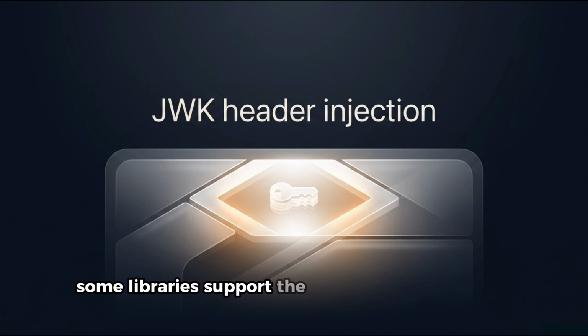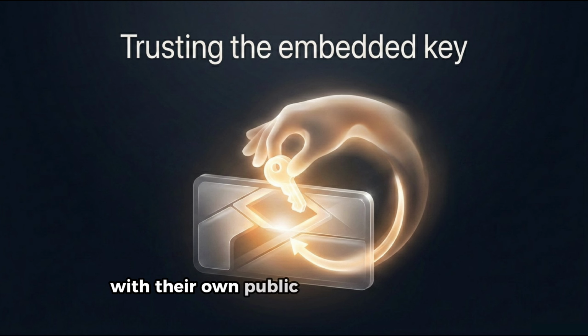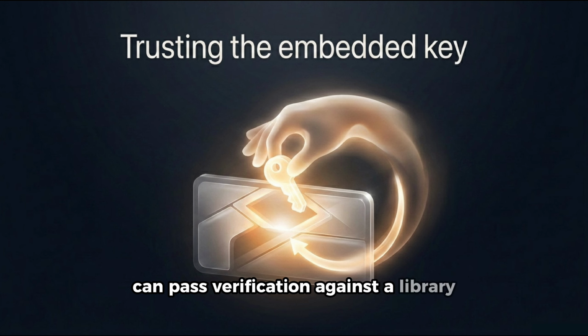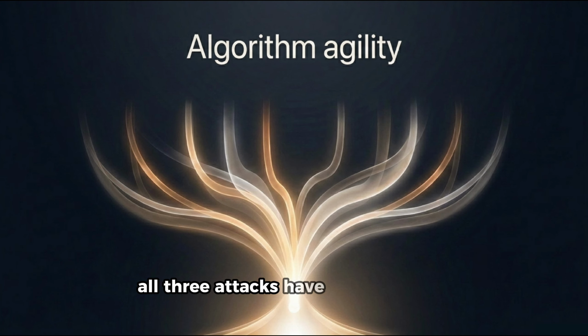Some libraries support the JWK header parameter, a field that embeds the public key used to sign the token directly in the header itself. An attacker who presents a token with their own public key in the JWK field and signs the token with the corresponding private key can pass verification against a library that fetches and trusts the embedded key without checking whether the key was issued by a trusted authority. The attacker signs with a key they generated. The library verifies against a key the attacker provided. The check passes. All three attacks have the same root cause: algorithm agility.